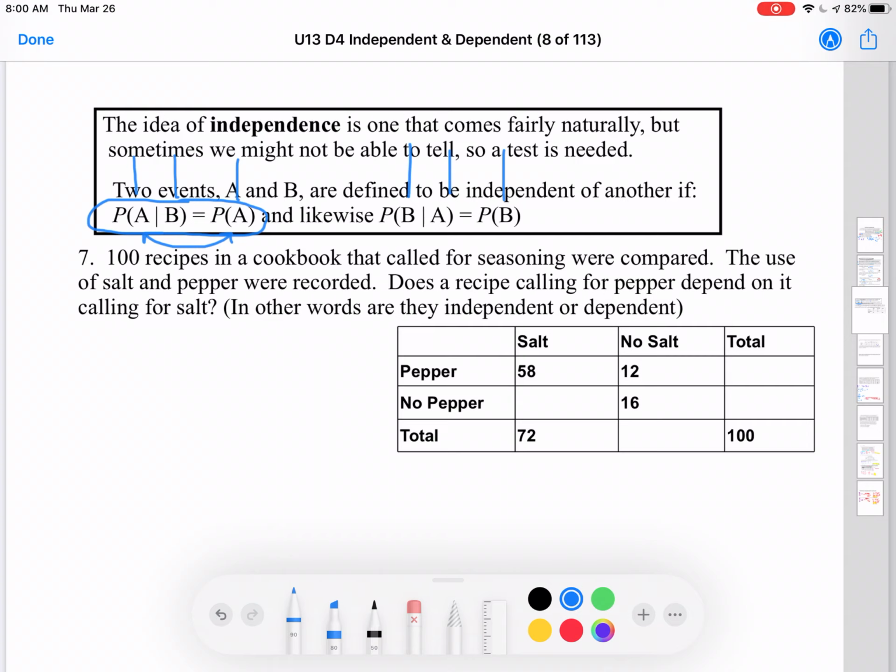Okay, so let's see. So this total is 72, and you have 58 so far, right? So wouldn't there be 14 more needed there? Right here, we could just add these guys up and get 28. We can add going this way and get 70. We can add going this way and get 30. And then I'll just get rid of all those arrows, okay? And then my most important piece is my total.